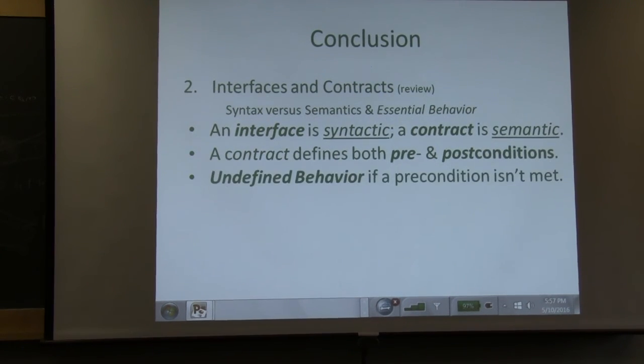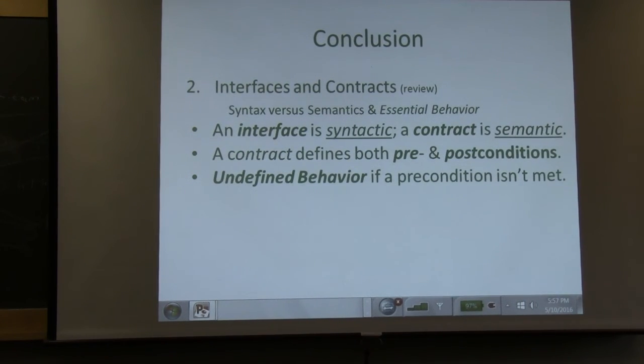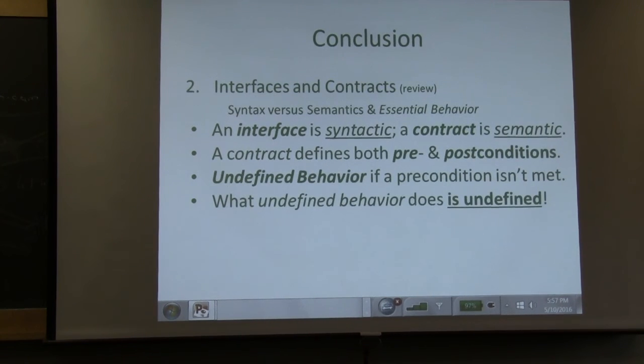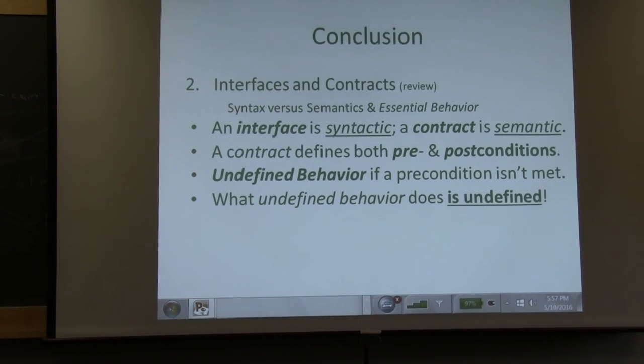A contract defines both pre and post conditions and essential behavior, which is a superset of post conditions. Undefined behavior occurs if a precondition isn't met. Remember, it's library undefined behavior, and you can still recover from it in the right build mode. So remember, library versus language. Language is really, all bets are off, even for you. What undefined behavior does is undefined, especially at the interface for the function being called. So when you have a precondition and you don't meet it, there should be no way for the caller to figure out what's going to happen.